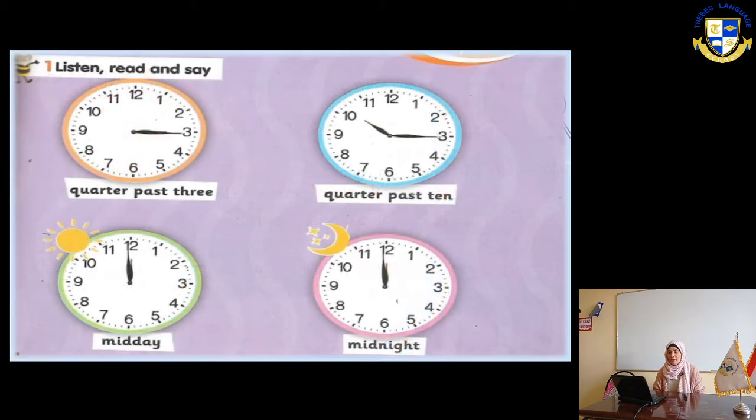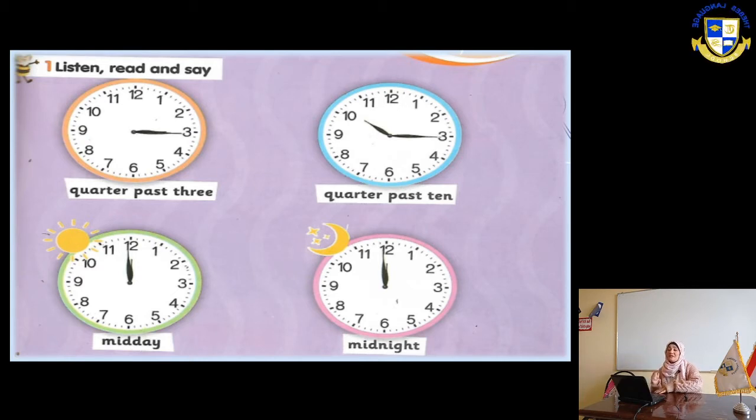Exercise number 1 here. Listen, read, and say. Here we have the long arm and the short arm, both of them at 3. When the long arm points to 12, we say o'clock. When the long arm points to 6, we say 30. But when the long arm points to 3, we say quarter. We say quarter past.